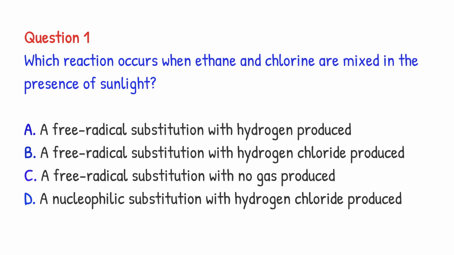Question 1. Which reaction occurs when ethane and chlorine are mixed in the presence of sunlight? The correct answer is B.